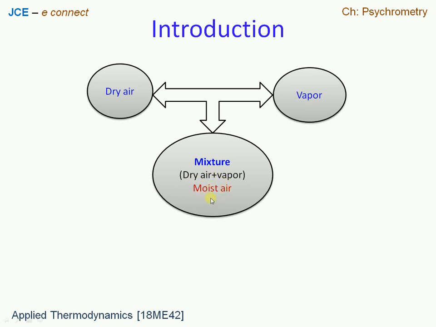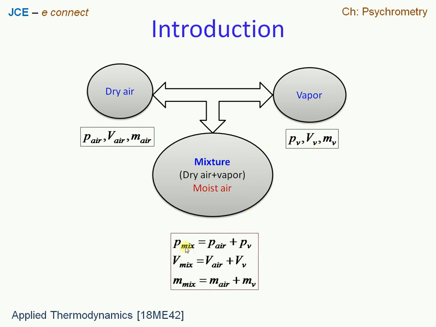We know that engineers are concerned with applications like heating, cooling, ventilation and so on. So psychrometry is very useful in those aspects. The properties related to dry air, one can state as partial pressure of air, volume of air, mass of air. Corresponding to the vapor, one can express it as shown here, and for the mixture of these two, dry air and water vapor, the partial pressure of the mixture is equal to the pressure related to air plus the partial pressure related to vapor. Likewise for the volume and mass.